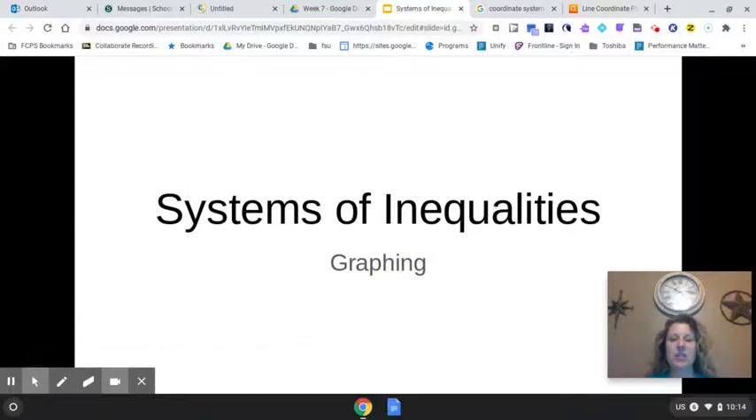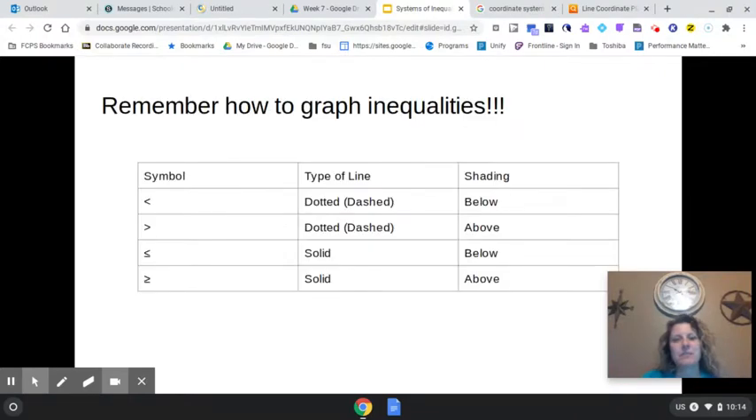In this lesson, we're going to be talking about how to solve systems of inequalities. So this slide is just a review of how we graph an inequality. A couple of things we need to remember.